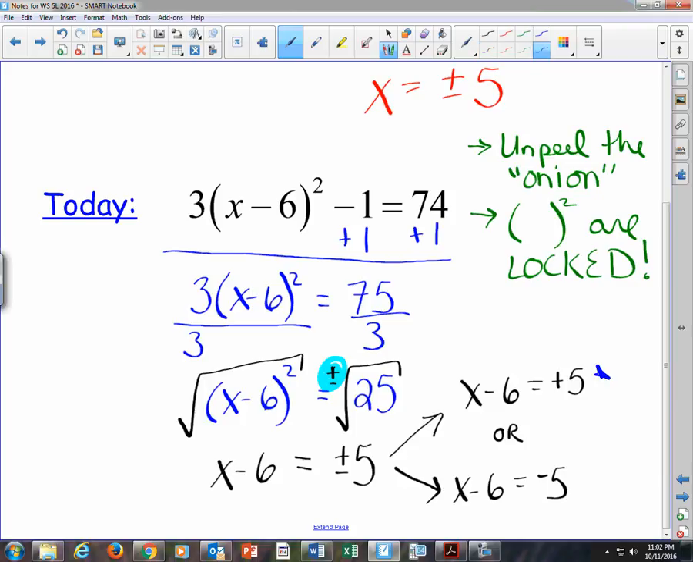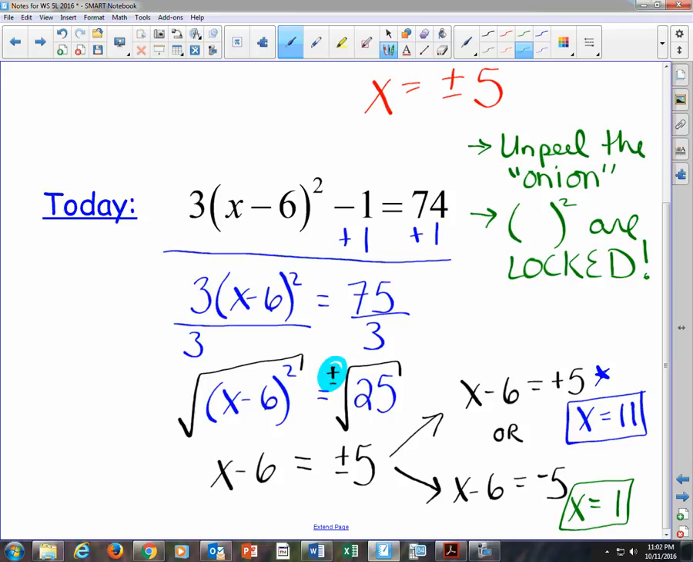This first one here, if I add the 6 over, I end up getting x equals 11. That's one of my possible answers. For this one, if I add the 6 over, I get x equals 1. That is my other possible answer. So there you go. That is what you're going to be doing today.